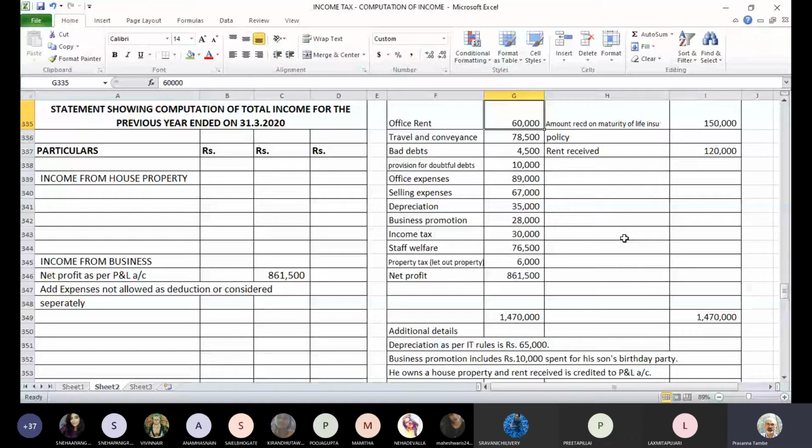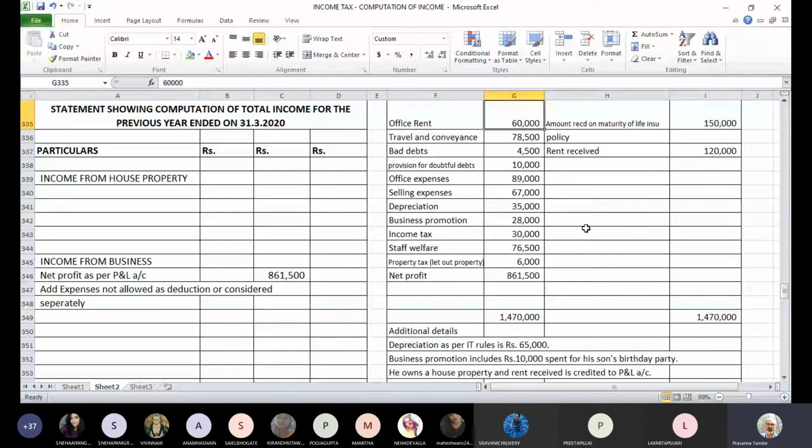Next is bad debts, 4,500. Bad debts are the losses related to the business. If you fulfill the conditions laid down for deduction of bad debts, it can be claimed as a deduction. And we do not have any contrary information to say that you have not complied with the conditions or that it is not related to business. So we are going to presume that even bad debts are fully allowed as deduction. Only if there is additional information to suggest a disallowance will we look into it. If there is no information, usually those expenses will have to be allowed as deduction.